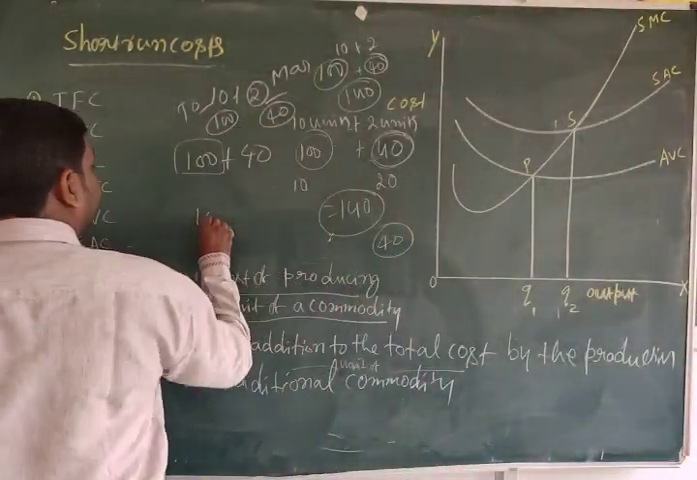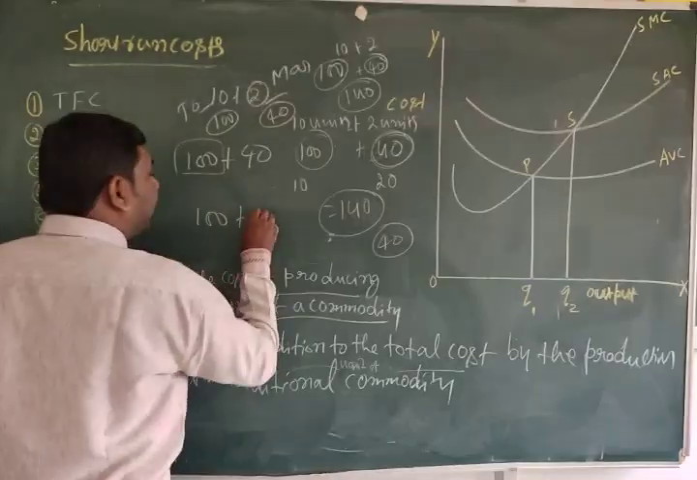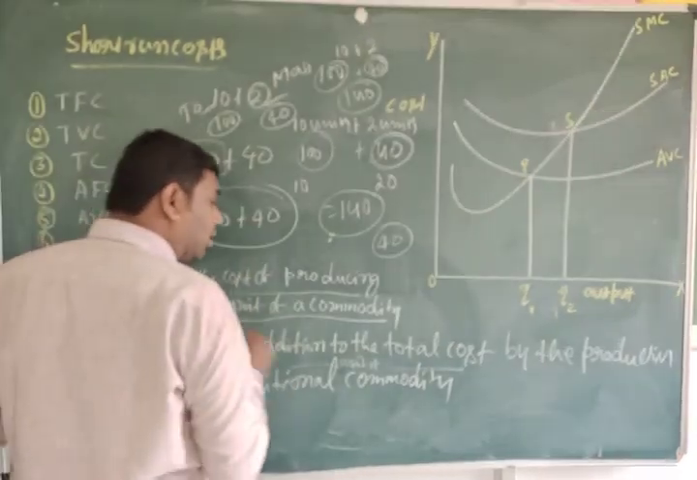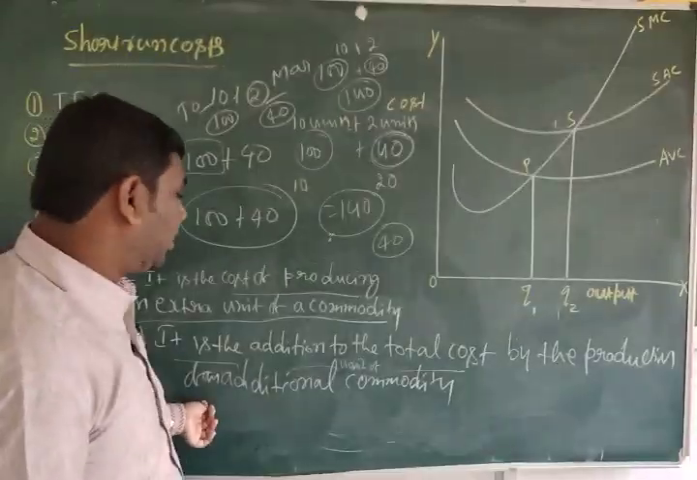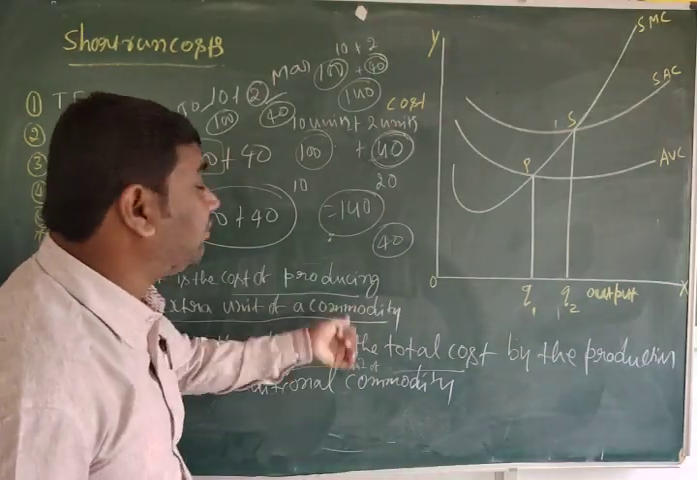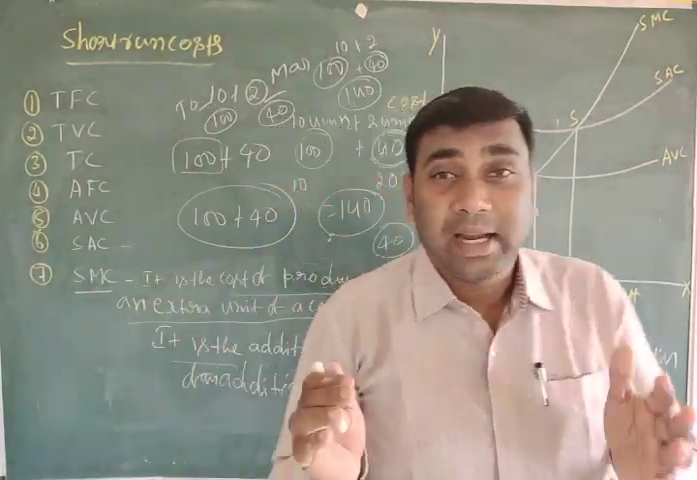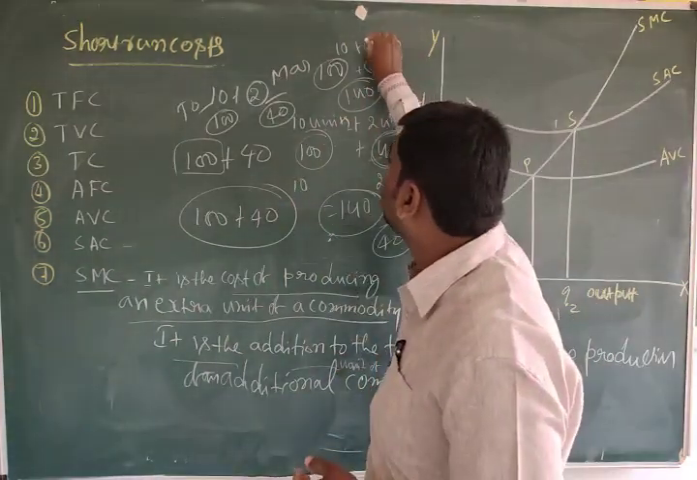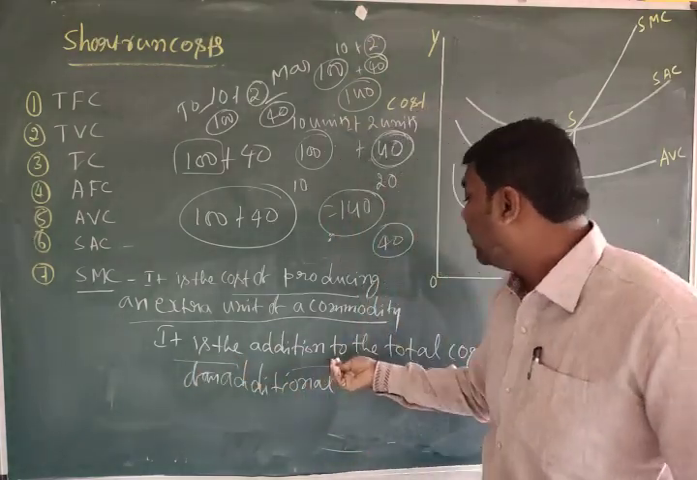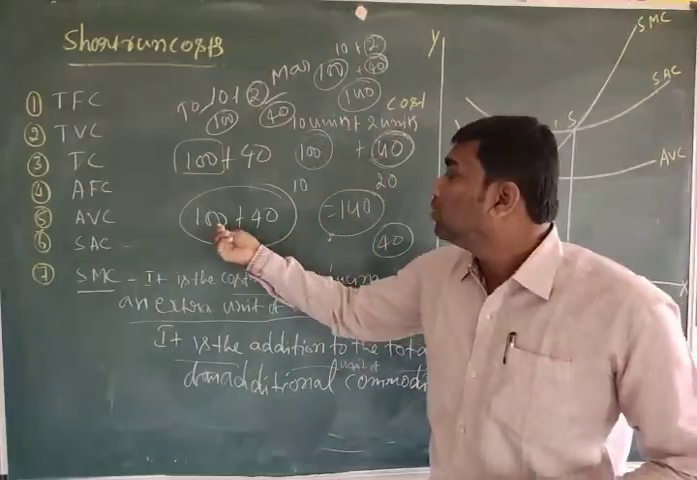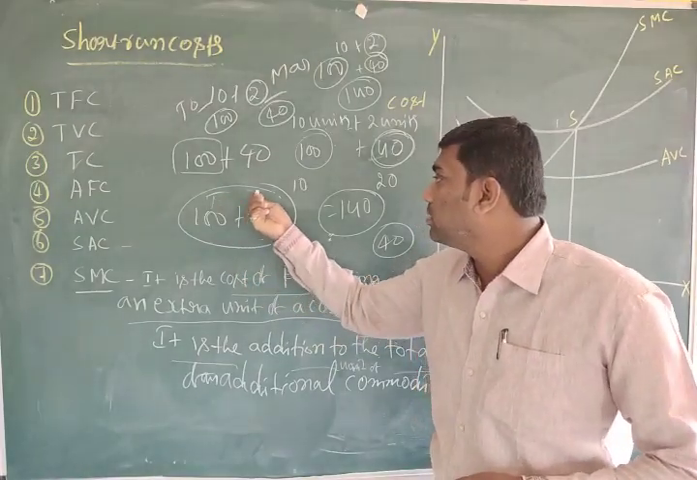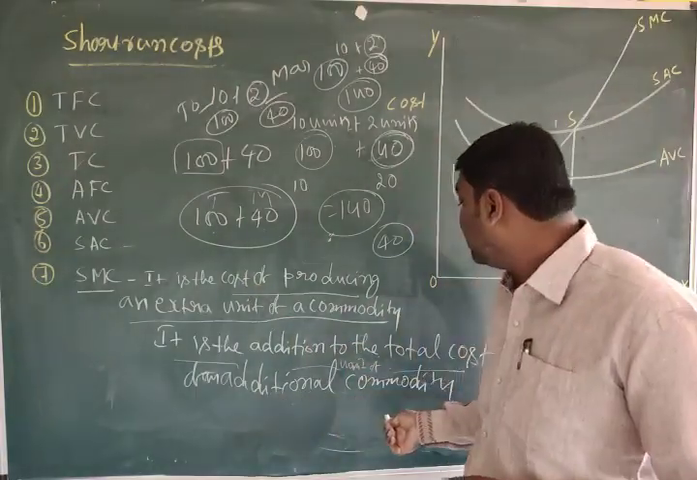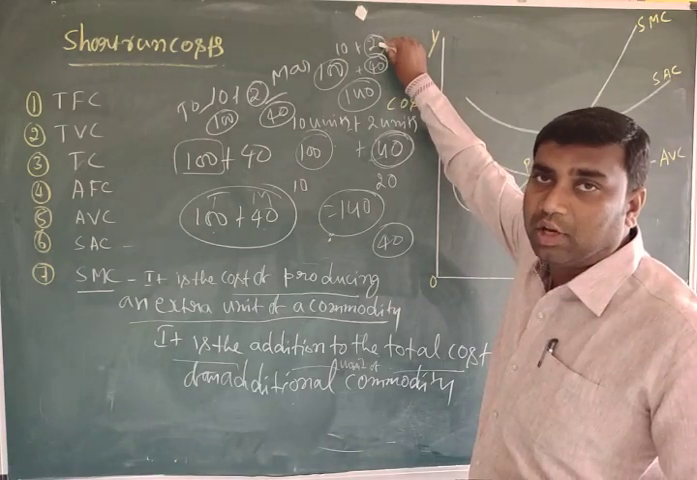So total cost is 100, and the addition to cost is plus 40. Addition to the total cost by the producer, by the production of an additional unit of a commodity. Additional unit is 2. Here you have to understand, it is the addition to the total cost. This is total cost, this is marginal cost. Additional unit means 2 of a commodity.